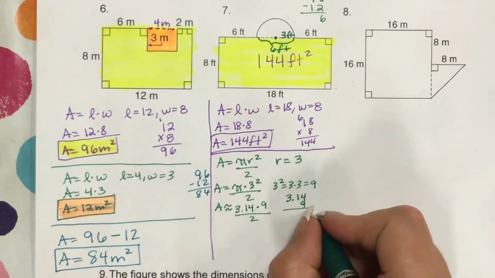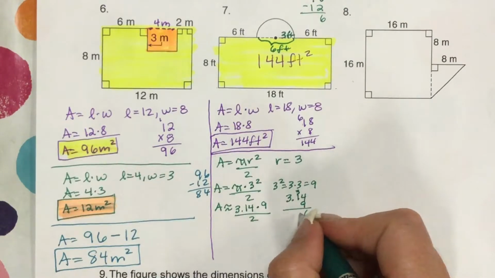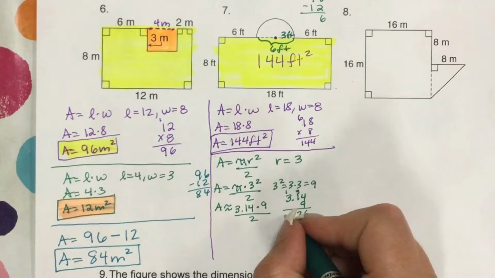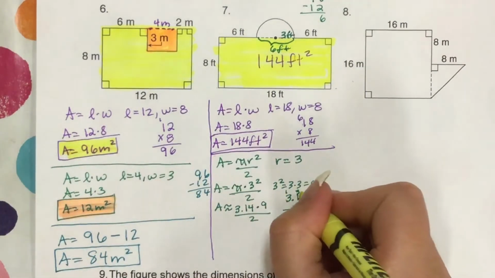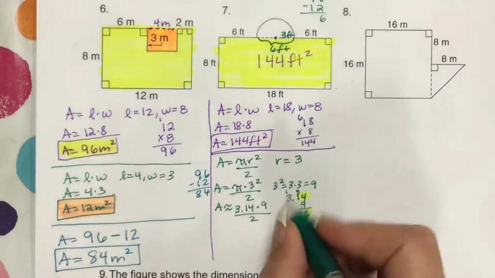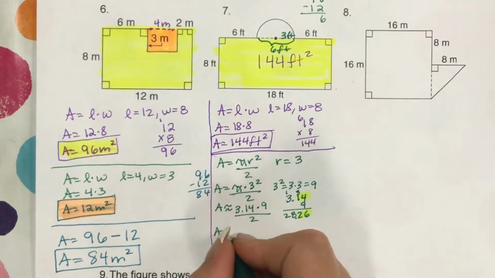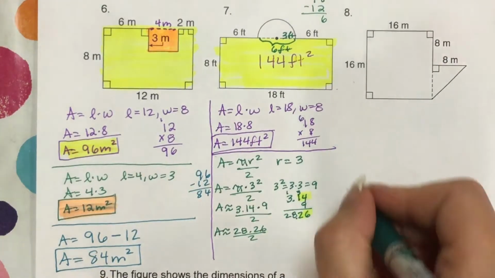9 times 4 is 36. Write the 6, carry the 3. 9 times 1 is 9 plus 3 would be 12. Write the 2, carry the 1. 9 times 3 is 27 plus 1 is 28. We need to figure out where to put that decimal. And there's 2 decimal places there. So we end up with 28.26. Area is approximately 28.26, and then we need to divide that by 2.